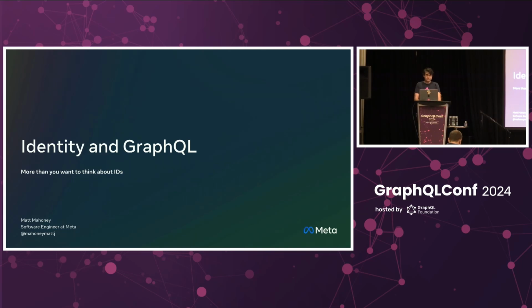Today I'm going to talk to you a bit about identity in GraphQL, how we think about how to identify things, how we think about how identity works, and really a lot of mistakes that we've made over time, and how you can avoid making a lot of those same mistakes that we've learned the hard way.